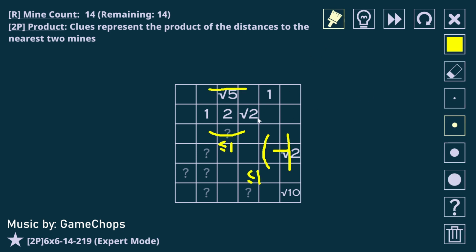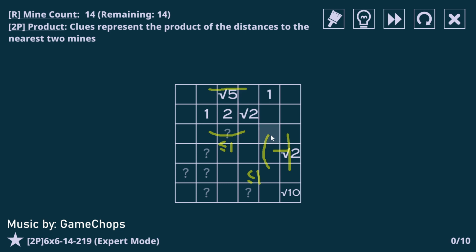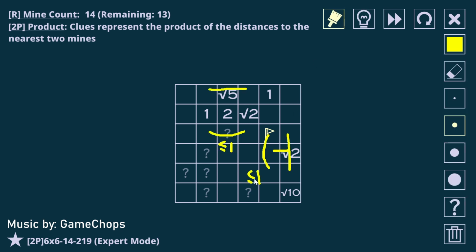Oh, right, well now this one, again, we need one that's root 2 away, so it must be here. Which I guess fulfills whatever this is looking for. It also fulfills the 10, sort of. But now the 10 could still be following root 2, root 5. It could still be having a mine here and a mine there.